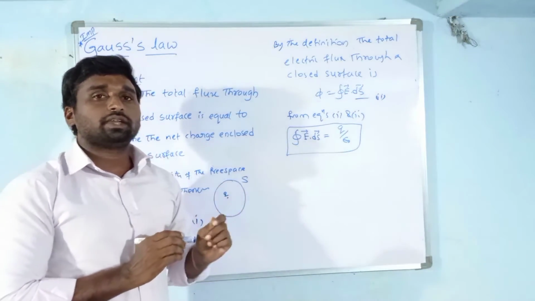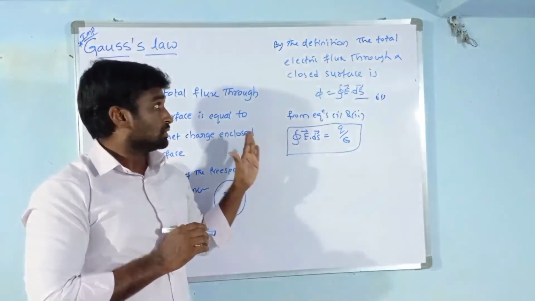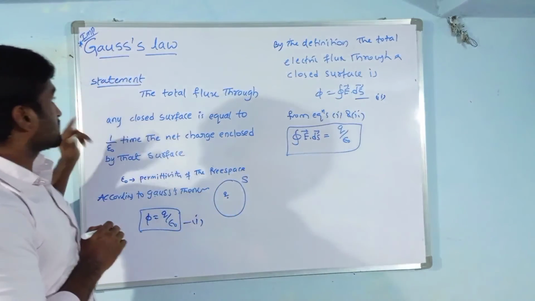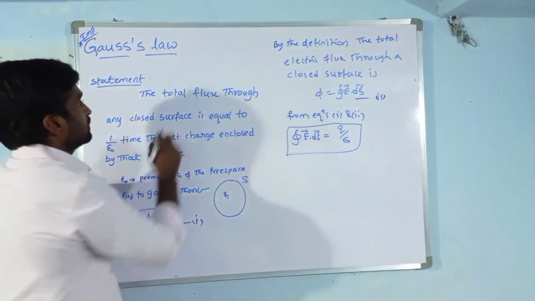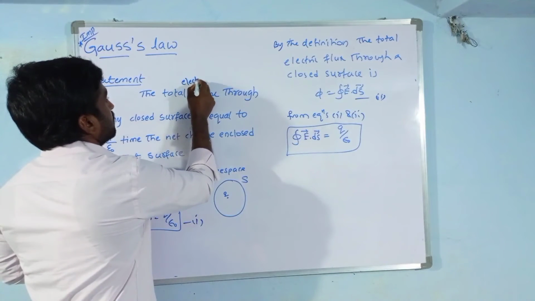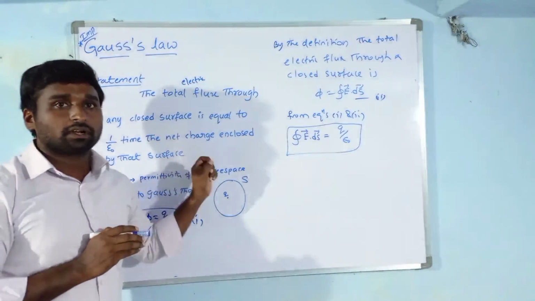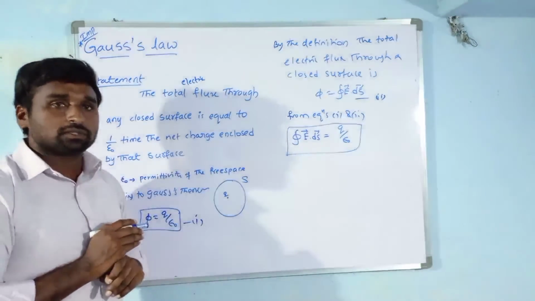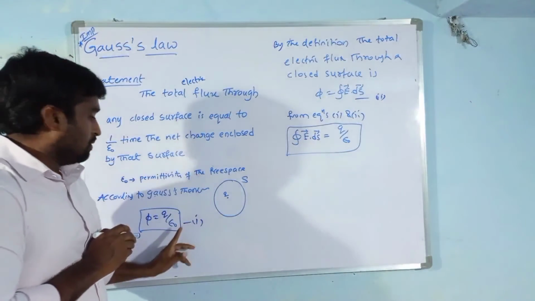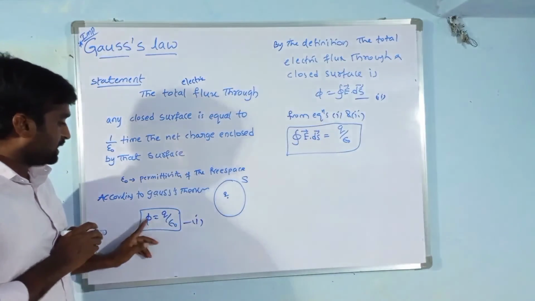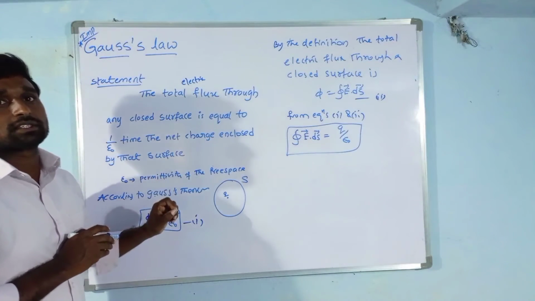This is a very important concept for all competitive examinations, so listen carefully. What is the statement? The total electric flux through any closed surface is equal to 1 upon epsilon naught times the net charge enclosed by that surface. The mathematical expression is phi is equal to Q upon epsilon naught.